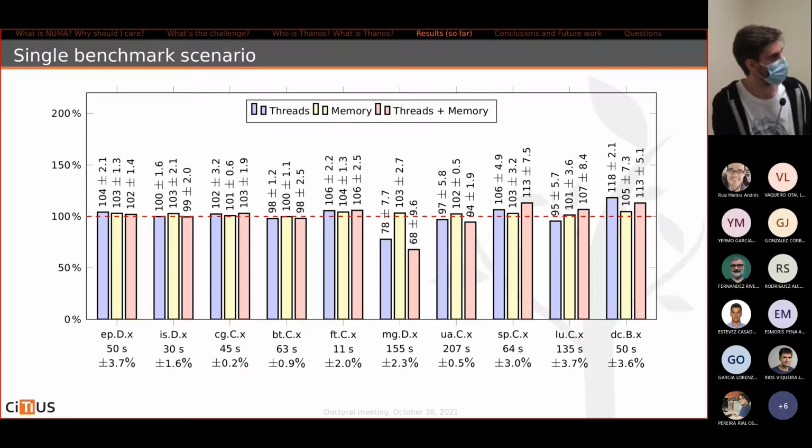But we can see that in some scenarios, our algorithms improve the execution times. We should remark that in this particular benchmark, which is very intensive on memory, we improve execution time by 32%, which is great and gives us some hope for the following scenarios.